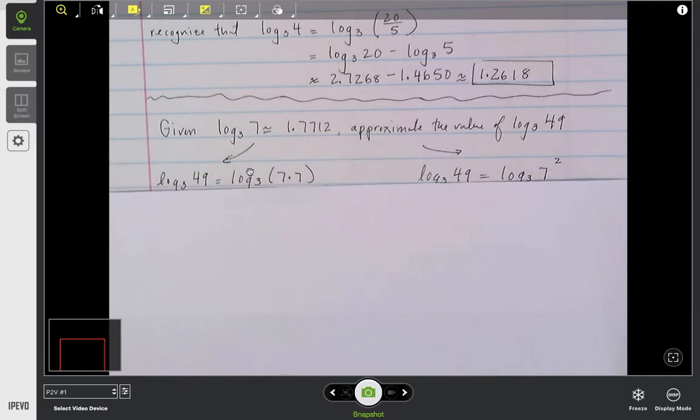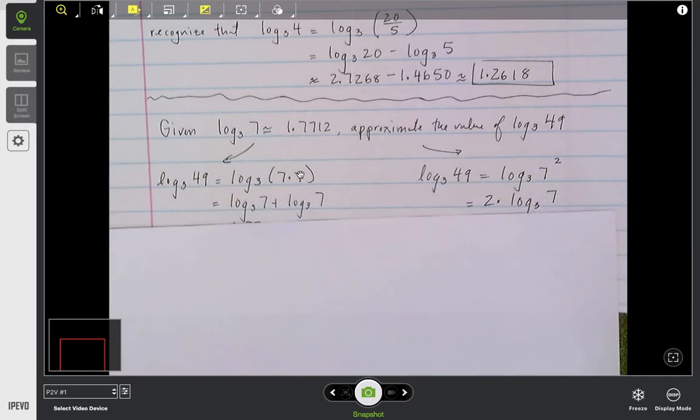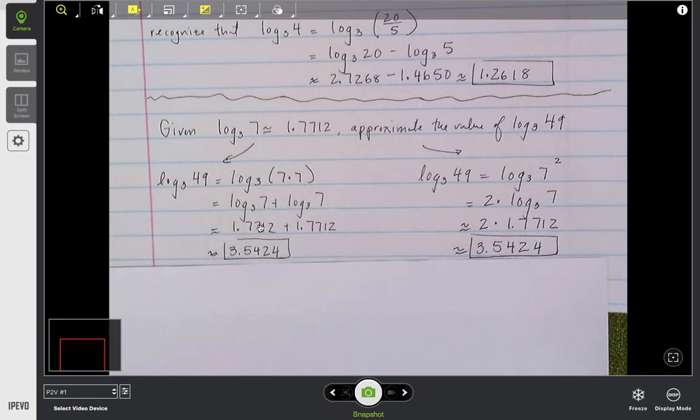So there are two ways I thought of this problem. Here's one where I thought of the number 49 as the product of 7 and 7. When I do it this way, I end up taking this value and simply adding it to itself, because the product property dictates you do so. Here I thought of it differently.